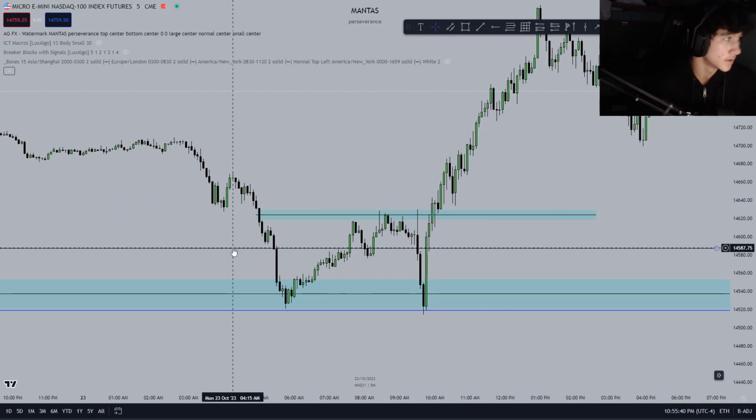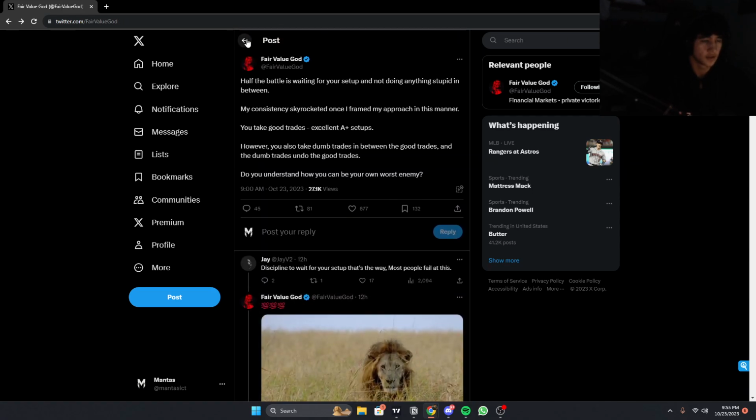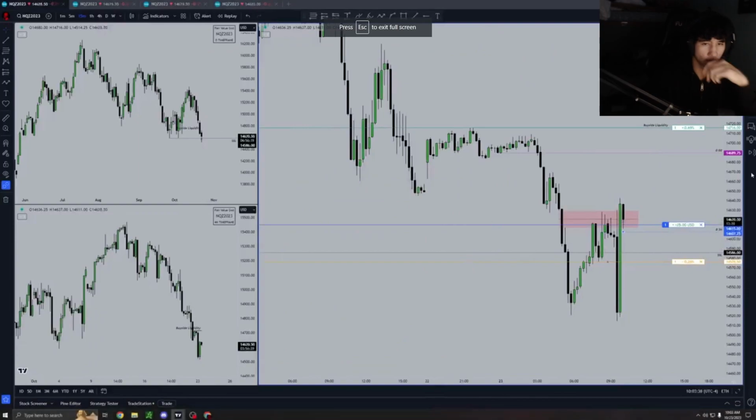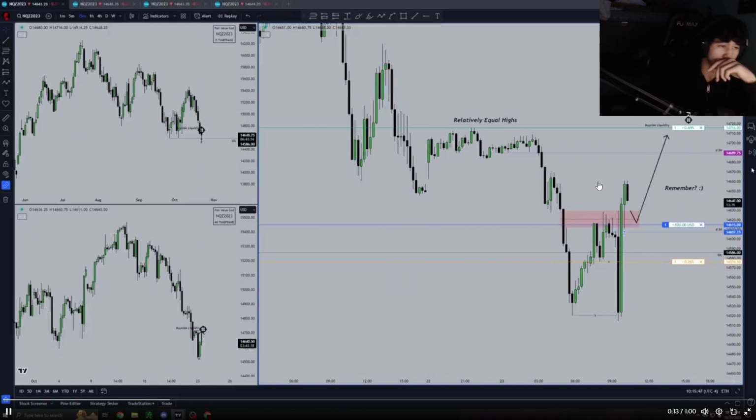We took the same trade today, me and Fair Value God. Can you guys see my stream with his tweet? Yeah. This is the same, what was it called? 15-minute fair value gap that got inversed. And he's targeting the relative equal highs, even though we were targeting the standard deviation.